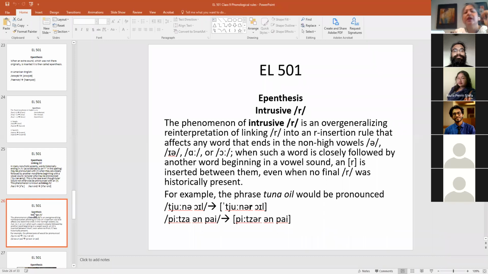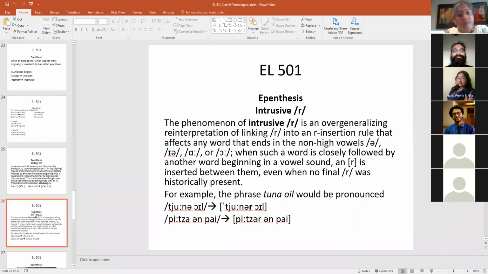Now, what does that mean? So, for example, in a phrase like tuna, you can see that there is no R, not in the spelling. So obviously they shouldn't be pronouncing an R sound here, right? And then you have the word oil. Now, even though you have the word tuna, which does not have an R, it ends with this vowel A. It's a low vowel, non-high vowel. And after that, it starts with another vowel, oil, okay? They will end up pronouncing it as tuna-r oil. They will insert an R that was originally not there.